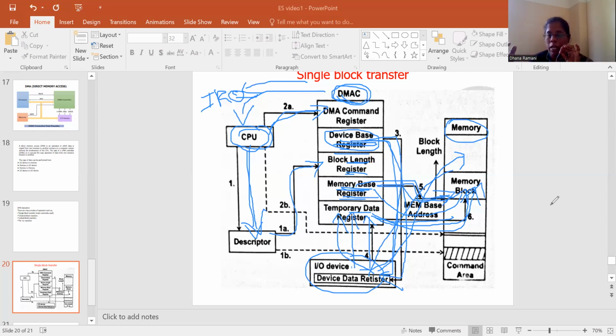And here the operations can be data transfer between memory and IO device, that is from memory to IO device, or from IO device to memory, or from memory to memory itself, or from one IO device to another IO device, right? So one input device to another, or an input device to an output device. So these are all the possible operations of DMA, right? So thank you.